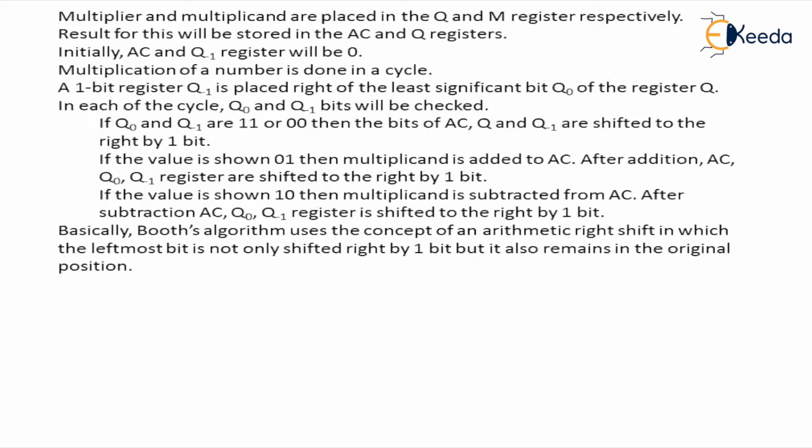Basically, Booth's algorithm uses the concept of arithmetic shift right, in which the leftmost bit is not only shifted to the right by 1 bit, but also remains in its original position. Now let us simplify this. Whatever we have seen over here, we'll put in a simpler way.